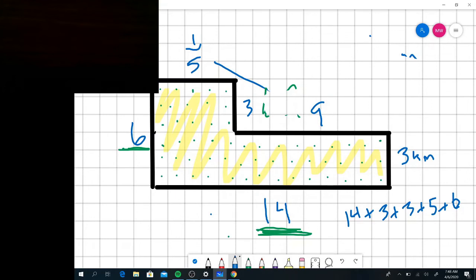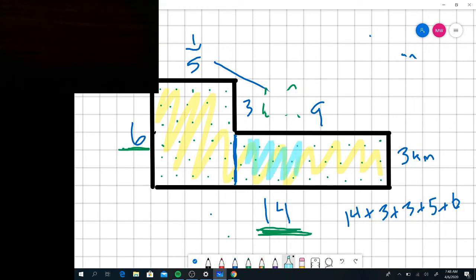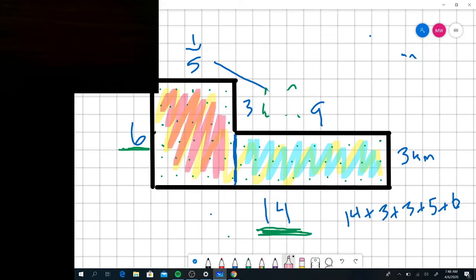So there's two options we could do here. We could pretend like there is a line right here, or we could pretend like there is a line here. You'd have to choose one or the other. I'm going to choose the first one. So I'm going to pretend like there's a line right here, and I'm going to find the area now of this box first and this box second. Then I'm going to add them all together. So let's do the blue box first.